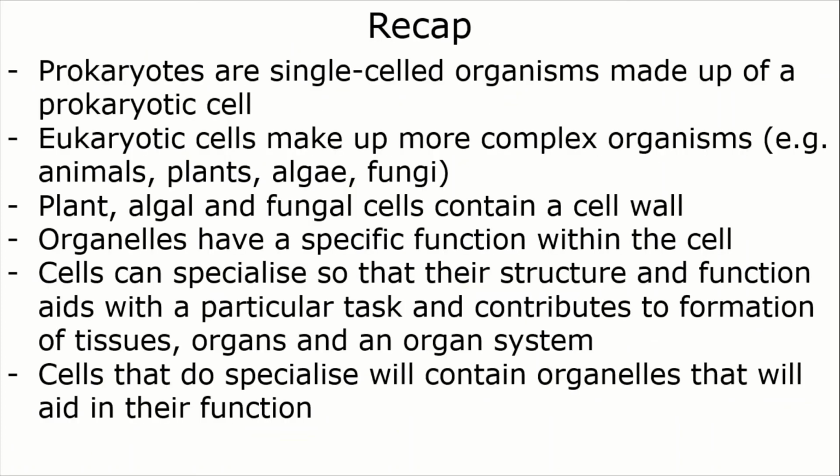So let's recap what we've covered today. We've learned that prokaryotes are single-celled organisms that are made up of a singular prokaryotic cell, and this will be covered in much more detail in my next video. We've learned that eukaryotic cells make up much more complex organisms such as animals, plants, algae and fungi. We know that plant, algal and fungal cells contain a cell wall. We know that organelles have a specific function within the cell, and that cells can specialise so that their structure and function aids with a particular task and contributes to the formation of tissues, organs and an organ system, and that cells that do specialise will contain organelles that will aid with their function.